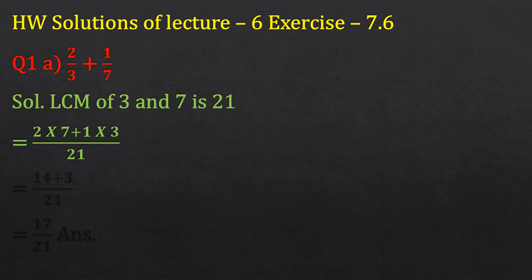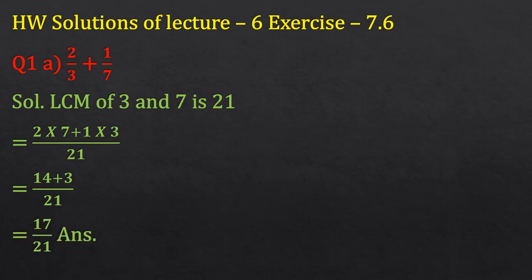Now put the plus sign. Now divide 21 by 7, that is the denominator of the second fraction. You will get 3. Multiply that 3 by 1. So it is 1 multiplied by 3. So 2 7s are 14 plus 1 3s are 3. 14 plus 3 is 17 upon 21. Okay. See the next question.